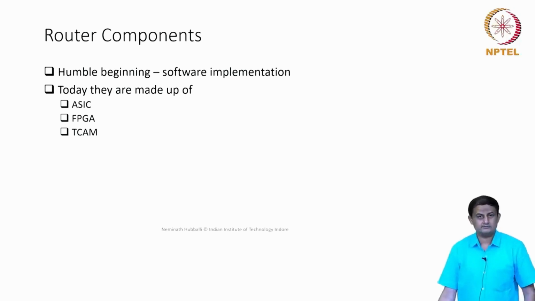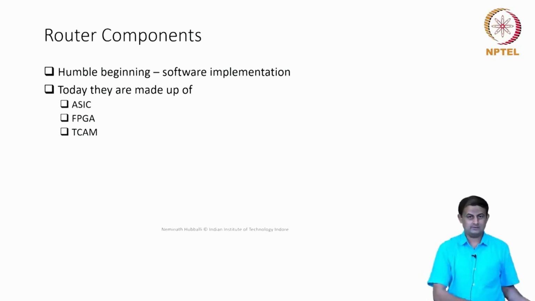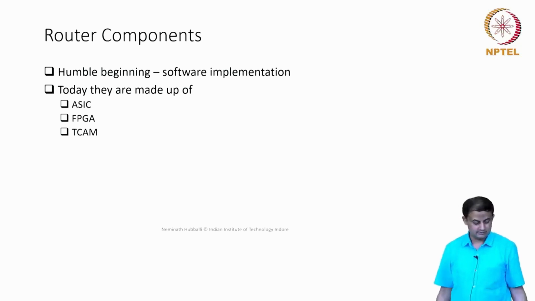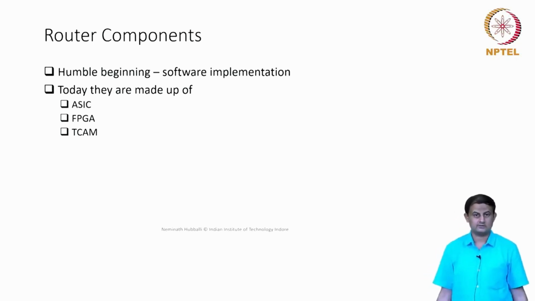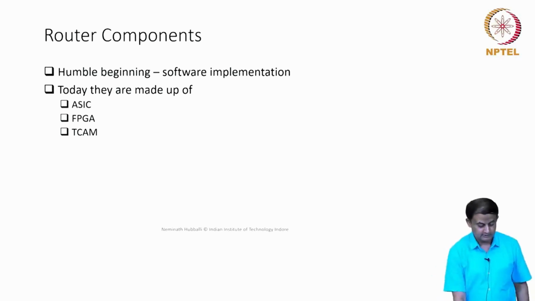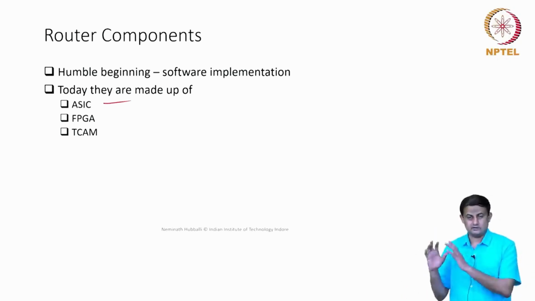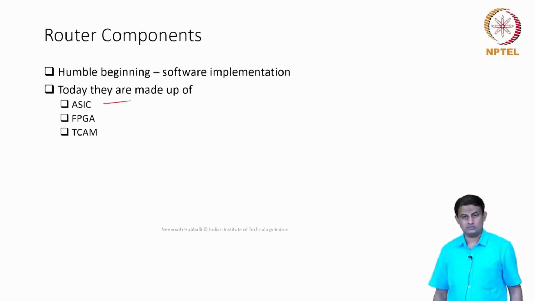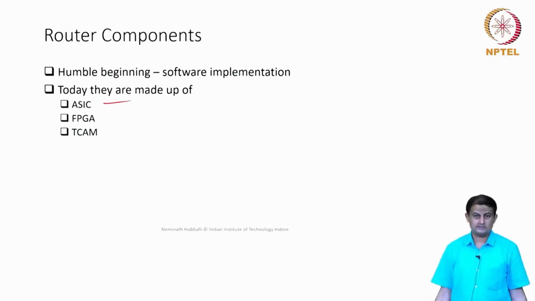And as days passed by and the network speed kept increasing, the software solution didn't scale up. So we turned to hardware, and there are several hardware techniques that came into the picture. One is called the ASIC. ASIC stands for application specific integrated circuit, meaning that I design a circuit or the hardware specifically to do the lookup operation. So it does only that one, nothing else. And if you build such very customized hardware, then you can scale up the operations.